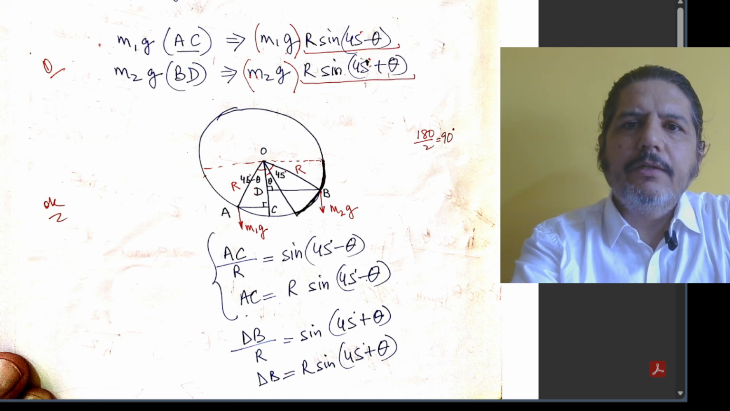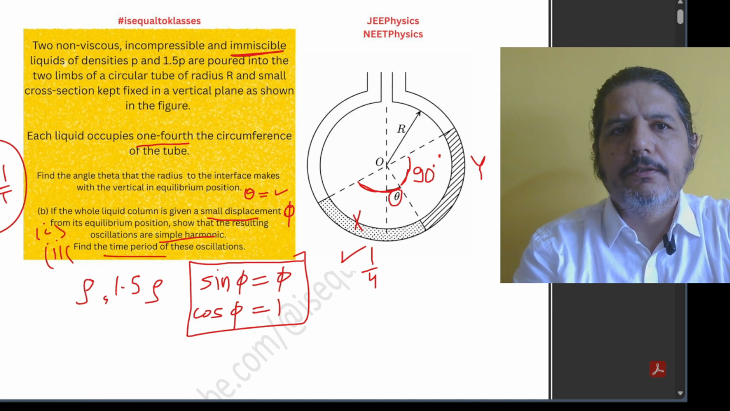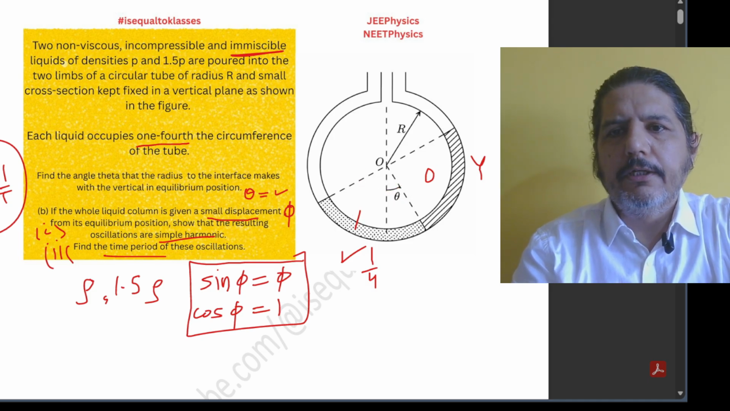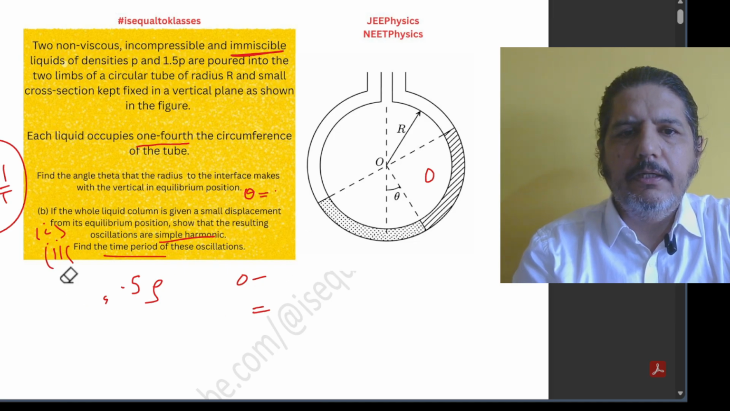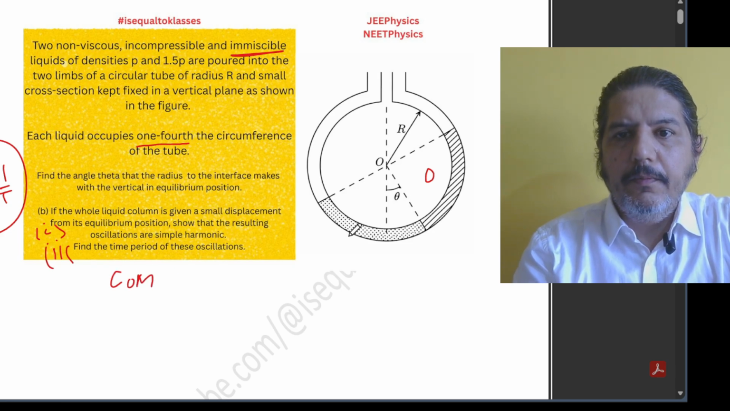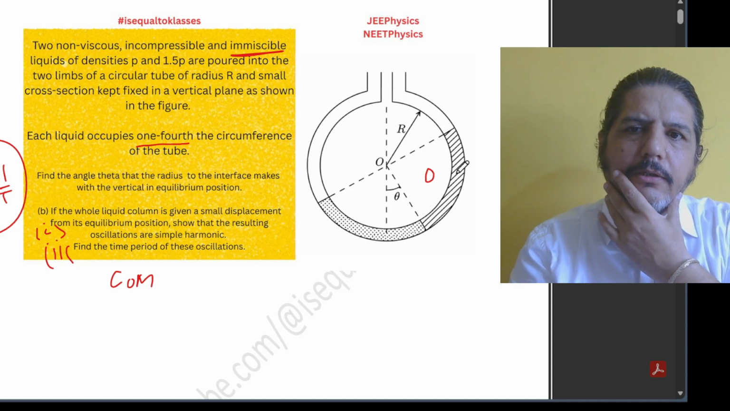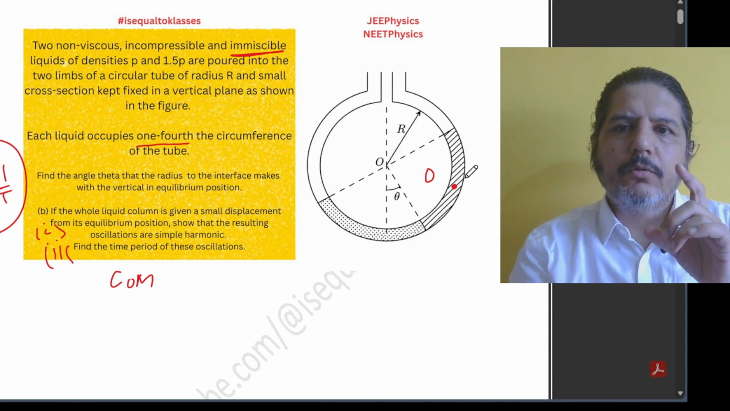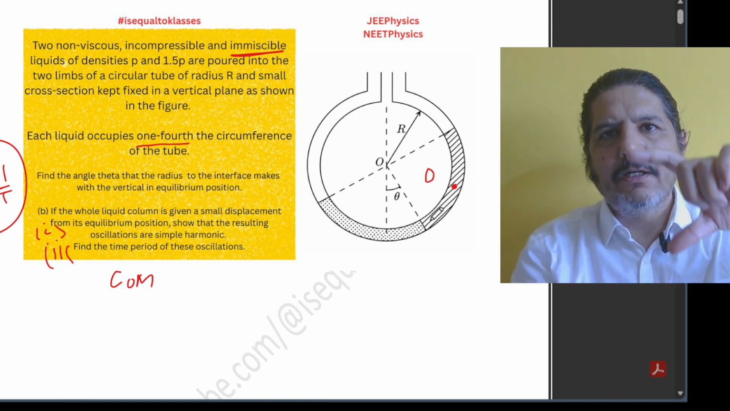So let me explain the situation. We'll use the funda of center of mass. I'll make some space here and try to explain it here. What that center of mass funda will imply is that for this liquid, the center of mass would be somewhere here. This is not an approximation. It would be in the middle of this arc.